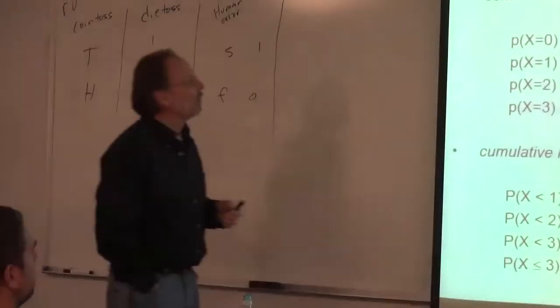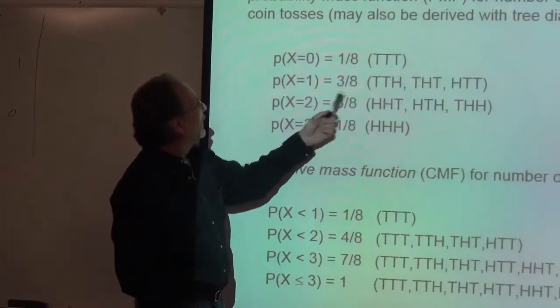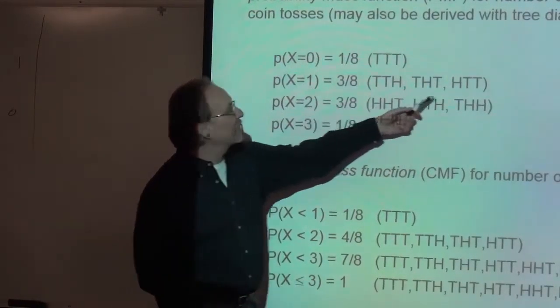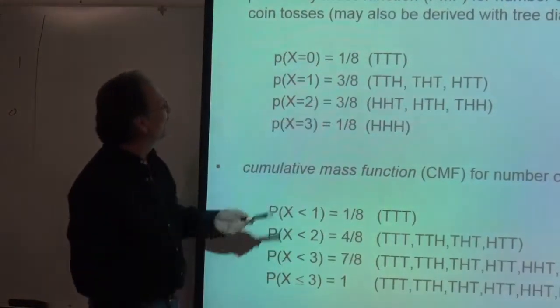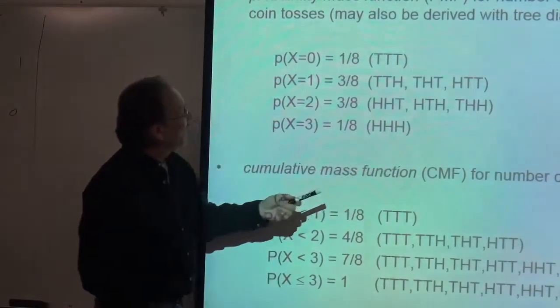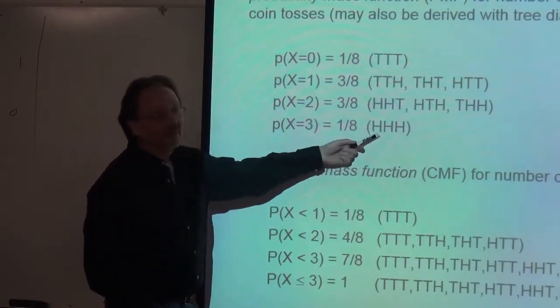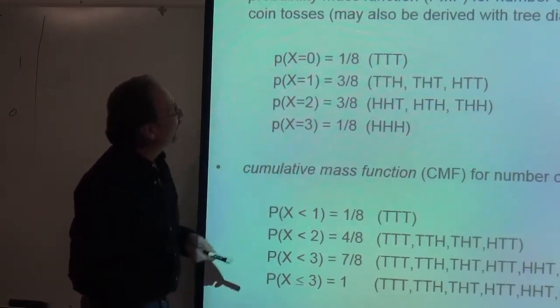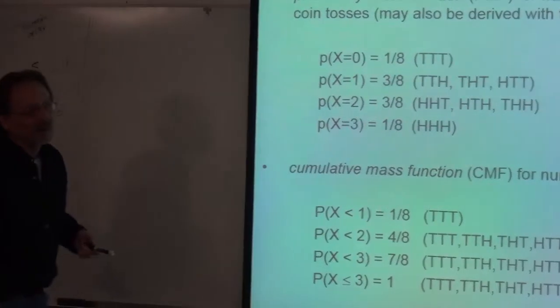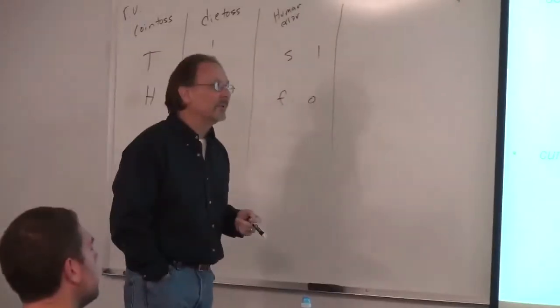Right? There's only one way we can get this. By enumeration, we can see that to get 1 head, there's 3 different ways, so that's 3 in 8. And there's 3 different ways to get 2 heads, so that's 3 in 8. And there's only one way to get 3 heads. And if you add those up, that satisfies our requirement that all of our probabilities for random variables add up to 1.